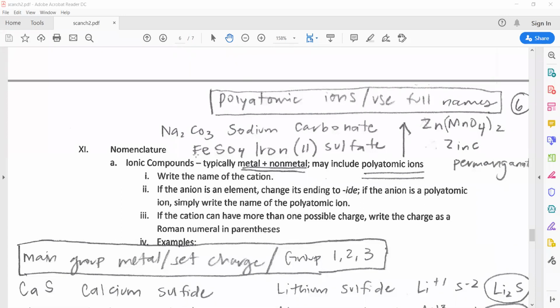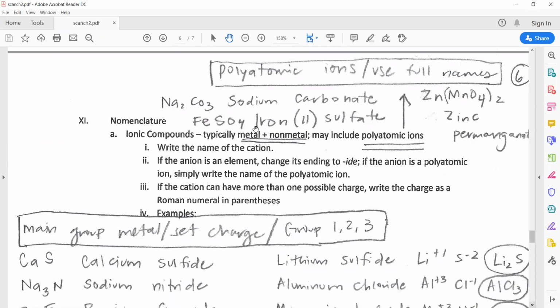So the key is to look at this first atom. If it's a metal, you're ionic. If it's a nonmetal, you're molecular. And if it's a hydrogen, then you're an acid. So let's focus on ionic compounds first. So you're typically a metal and a nonmetal, but you could be a polyatomic ion too in there.